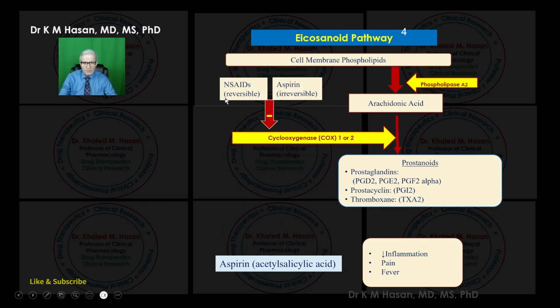When you prescribe an NSAID to your patient, such as ibuprofen, diclofenac, or naproxen, this will inhibit the cyclooxygenase enzyme. However, remember that this inhibitory effect of NSAIDs is reversible, that means it's not permanent. The only exception is aspirin. Aspirin inhibits cyclooxygenase irreversibly. So this is the main difference between aspirin and other NSAIDs.